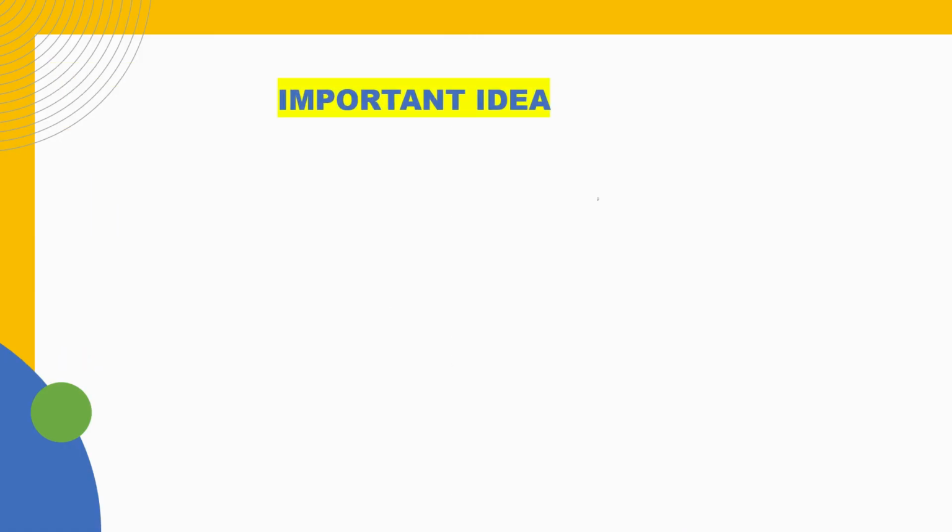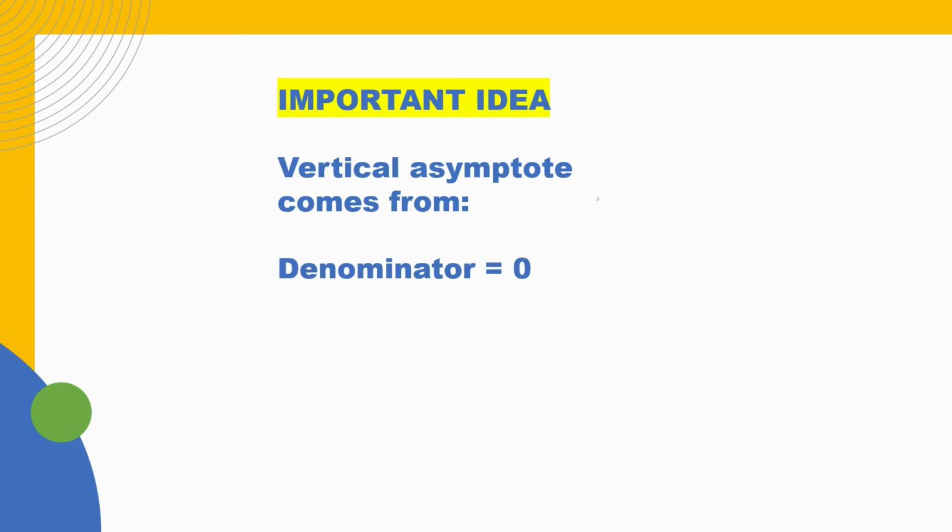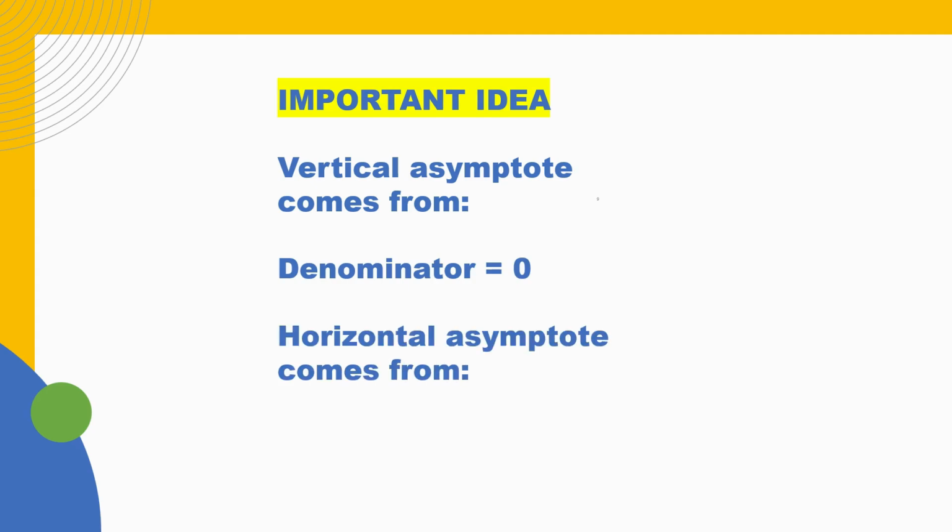Here is the important idea. Always remember, vertical asymptotes usually appear where the denominator becomes 0, and horizontal asymptotes describe what happens as x moves toward infinity. So you can easily find the horizontal asymptote from the end behavior of the graph.